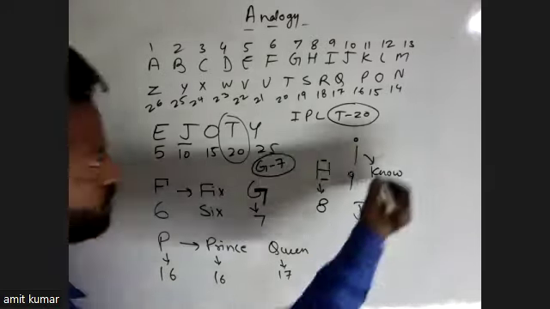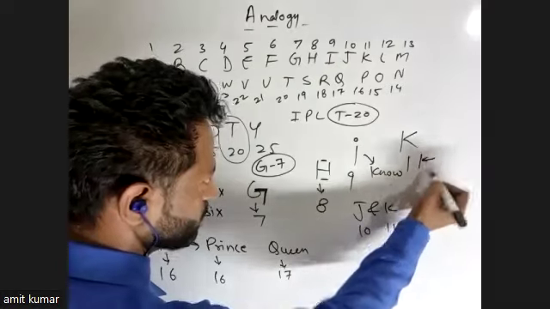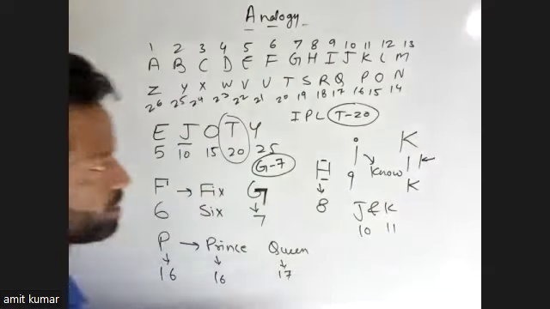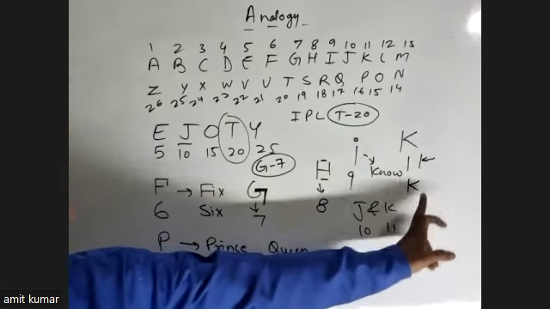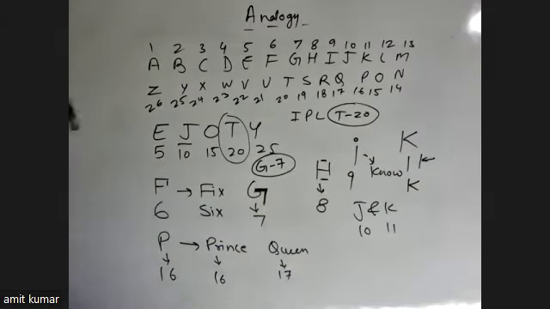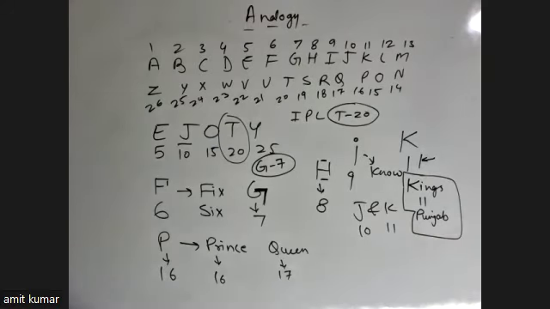K. K is quite unique. If you look at these two 1s, and if I bend this line, it will look like K. So these are two straight lines. I have bent the second line. Now it is K. Another method is Kings 11 Punjab. K is 11. Kings 11 Punjab.